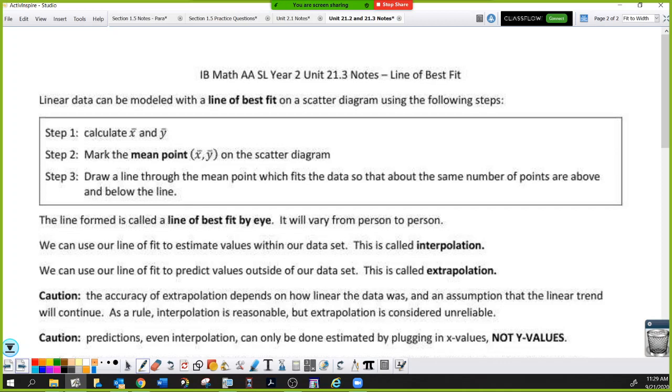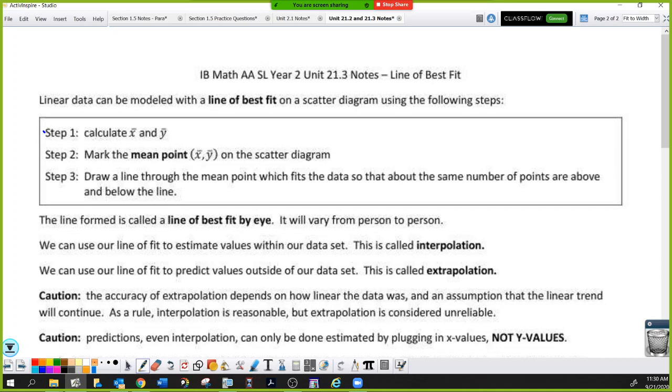Before you can use technology, you have to be able to find a line of best fit by eye, is actually what it's called. The way we find a line of best fit by eye, meaning your eye, is first figure out what x bar and y bar are. So you have to find the average of the x's and the average of the y's. This is called the mean point. Now the mean point does not need to be within the data set. You just find it, and you would add this mean point to your scatter diagram, your scatter plot that you made.